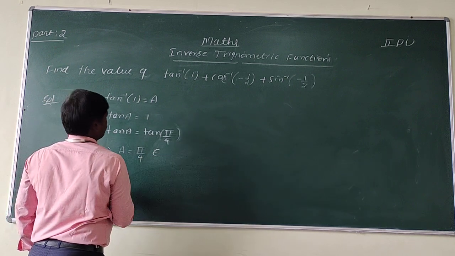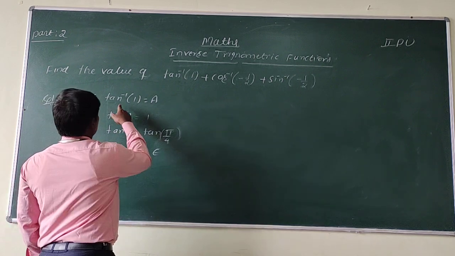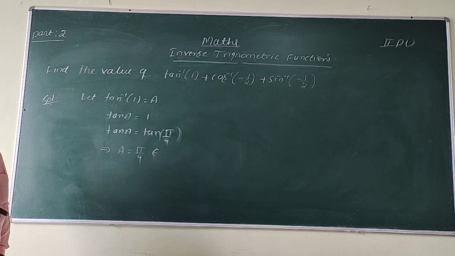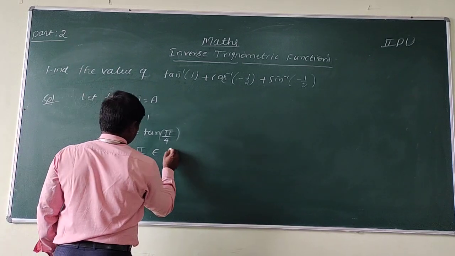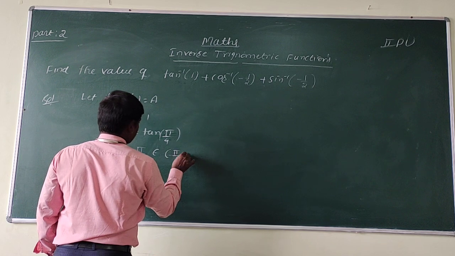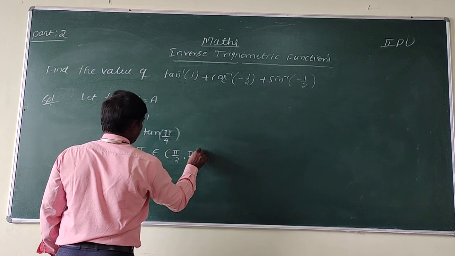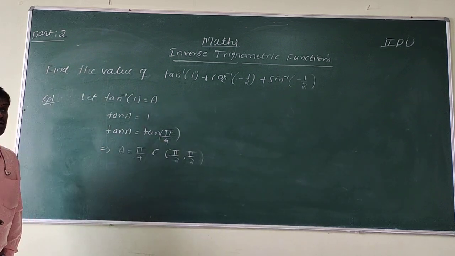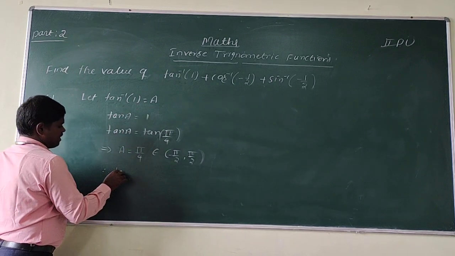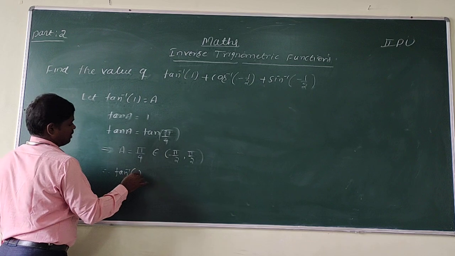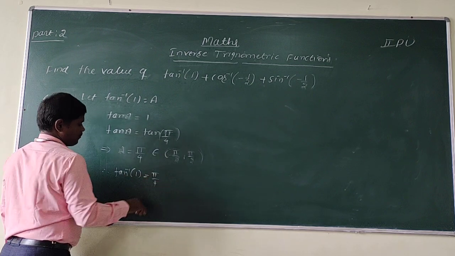This belongs to the interval, within the range of the tan function, which is minus pi by 2 to plus pi by 2. Therefore this is the principal value of tan inverse of 1. So tan inverse of 1 is equal to pi by 4.